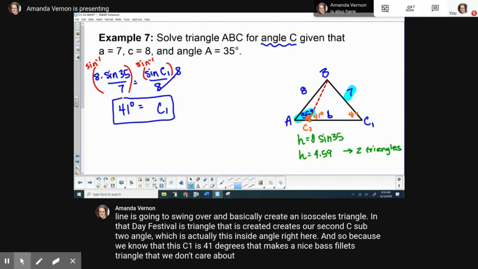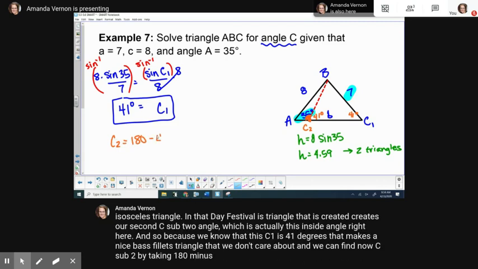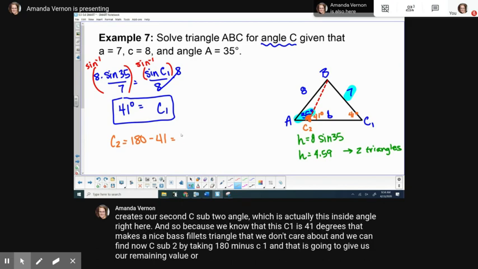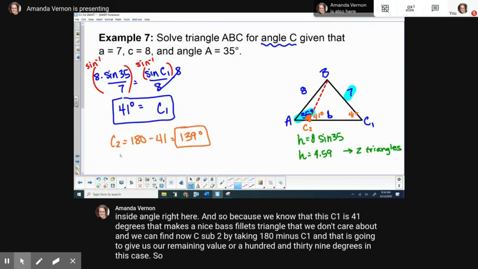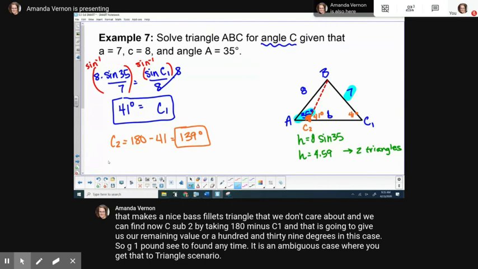And we can now find C sub 2 by taking 180 minus C1. That is going to give us our remaining value, or 139 degrees in this case. So C1 found, C2 found. Anytime it is an ambiguous case where you get that two triangle scenario, be sure to find both angles.